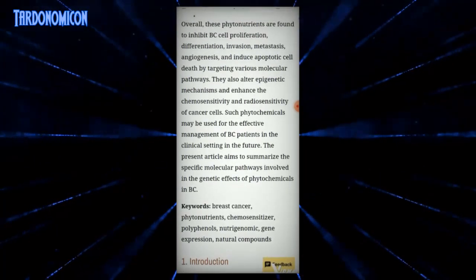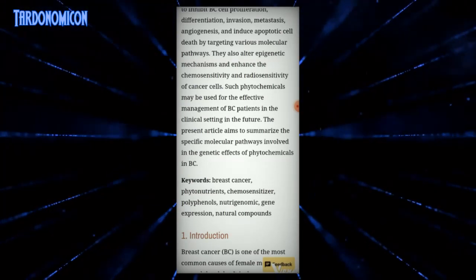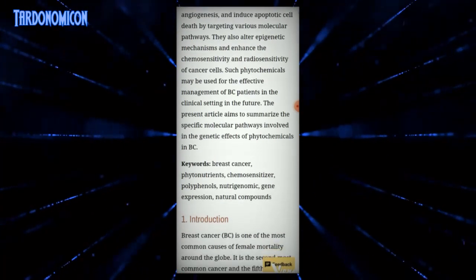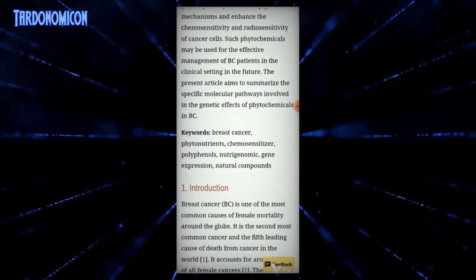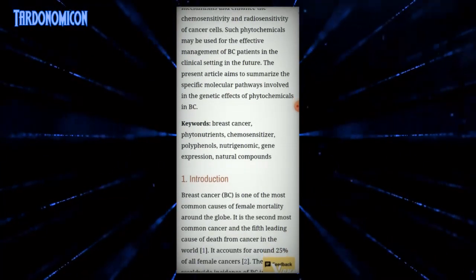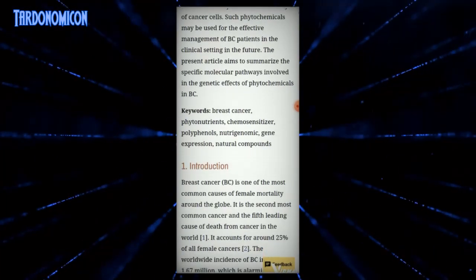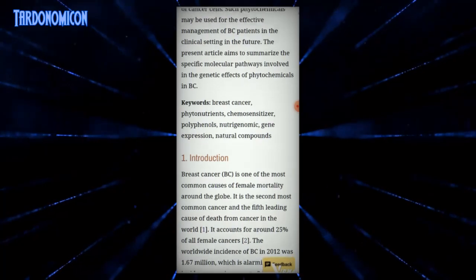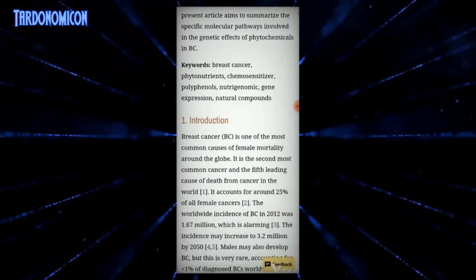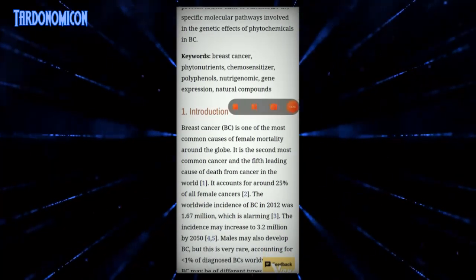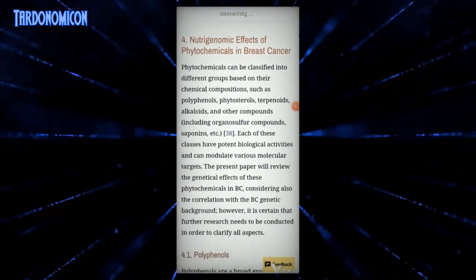They also alter epigenetic mechanisms and enhance the chemosensitivity and radiosensitivity of cancer cells. Such phytochemicals may be used for the effective management of breast cancer patients in the clinical setting in the future. The present article aims to summarize the specific molecular pathways involved in the genetic effects of phytochemicals in breast cancer. Nutrigenomic effects of phytochemicals in breast cancer.